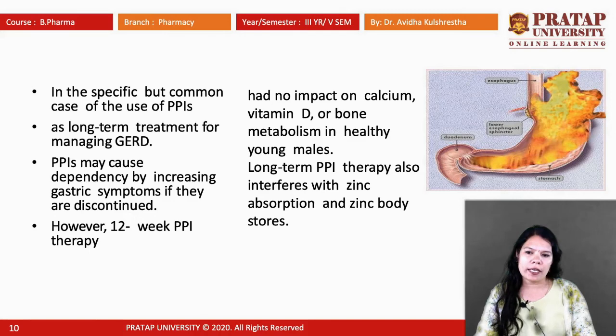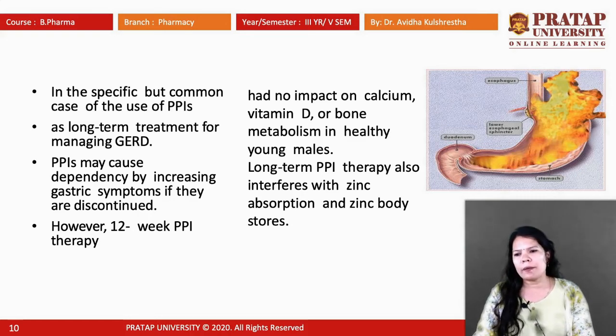We are continuously taking these PPIs and suddenly we discontinue. The stomach, or the stomach muscles, are habituated to reduce or inhibit the level of protons in the stomach. So suddenly the acidic strength in the stomach rises. Slowly it comes in the normal way, but suddenly it creates this. So PPIs sometimes create this, not in everyone's case, but sometimes it happens.